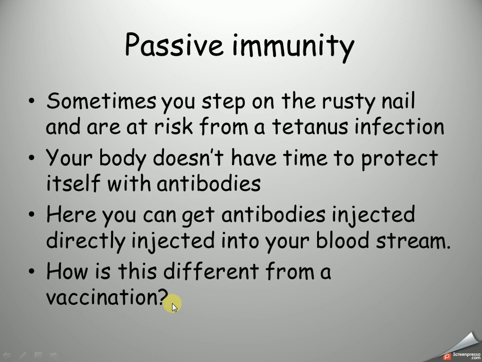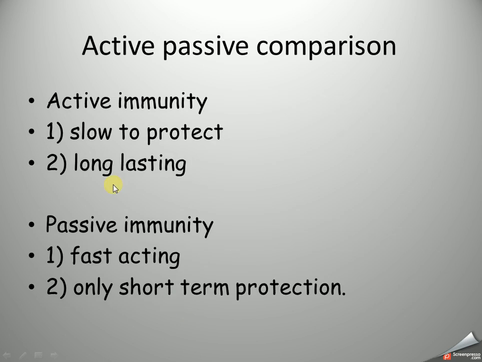How is this different from a vaccination? Well, it's different because your body is not producing the antibodies itself. You're having someone else's antibodies injected into your bloodstream to deal with it. The difference is it's very fast acting because the antibodies can get there straight away, but it's only short term because the antibodies aren't yours. Your white blood cells haven't actually had to make them. Whereas with the first one, the flu jabs, they're slow to protect and long lasting because your body recognizes the dead pathogen and does something about it.